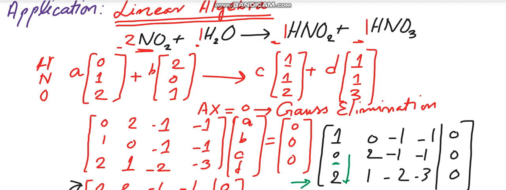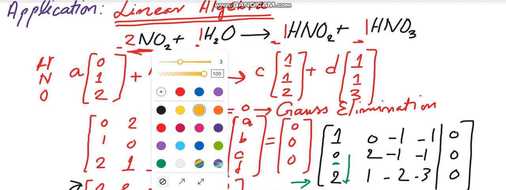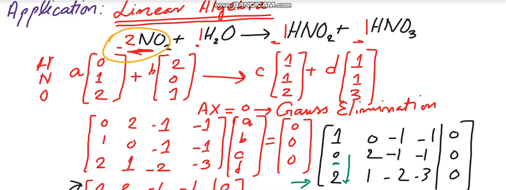So 2 atoms of nitrogen are present on the reactant side. Fine. 2 atoms, while on the product side 1 plus 1 is equal to 2. So this is fine. Similarly, 2 into 2, 4 plus 1, 5 atoms of oxygen are present on the reactant side and you can see 2 plus 3, 5. So 5 atoms of oxygen are present. The last one is hydrogen. 2 atoms of hydrogen were present on the reactant side and you can see 1 plus 1 is equal to 2. And hence you can see this chemical equation is balanced by linear algebra.